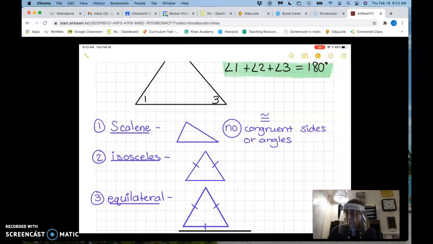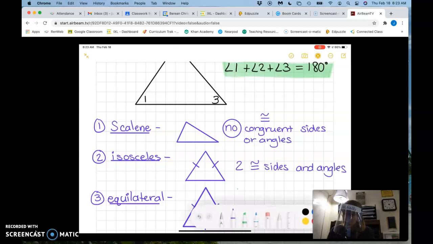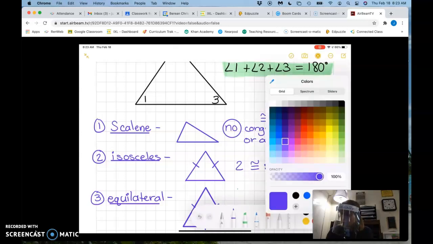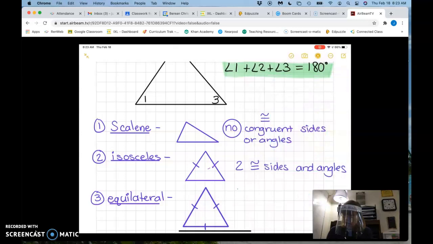An isosceles has two congruent sides and angles. Two congruent angles, two congruent sides. And the angles that would be congruent to each other are going to be the ones that are across from the sides that are congruent. So directly across from this side, this angle would be equal to this angle.